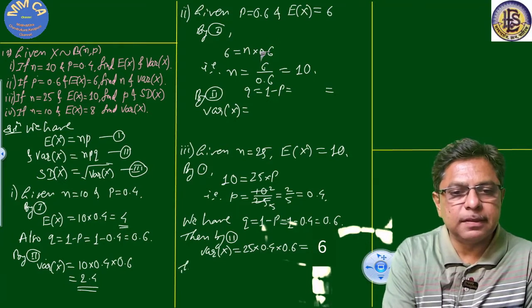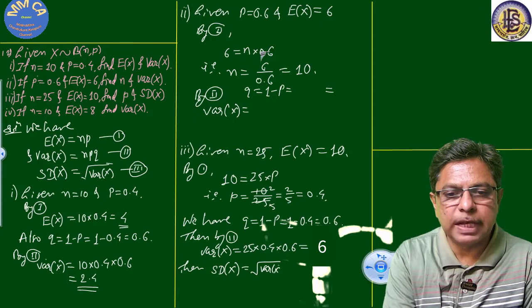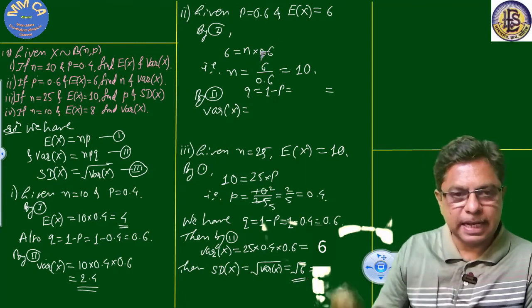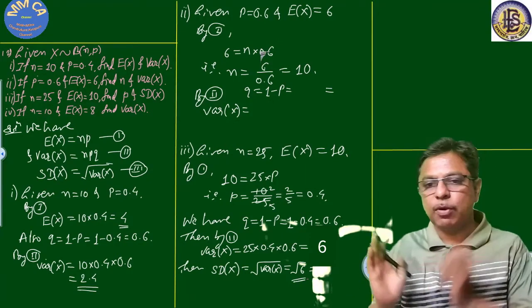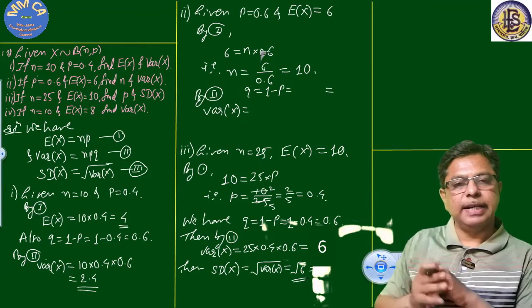Then standard deviation of X is equal to square root of variance of X, which is square root of 6. Either you can write the answer as it is, or using log table only, you have to find the value of square root of 6 and write in the examination.